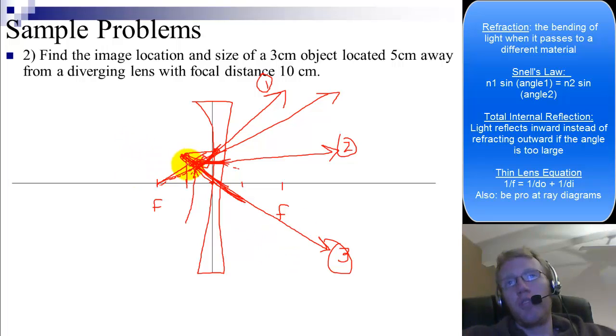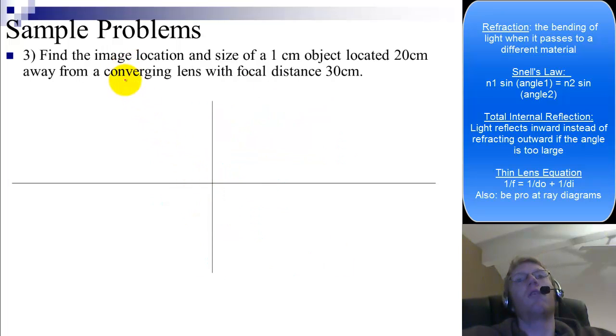And if you get something fishy where the three don't line up, then double check what you're doing and make sure that you're aiming the rays in the right direction. Oh, let me say, this one is upright and virtual. Okay, sample problem three. Oh, another one.